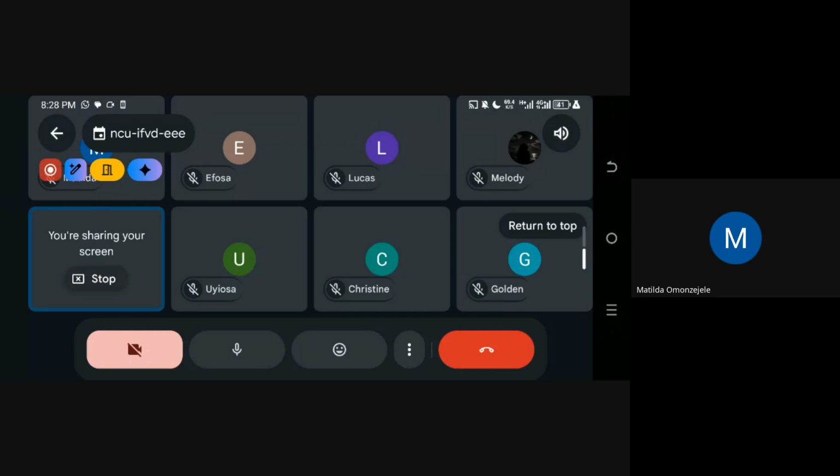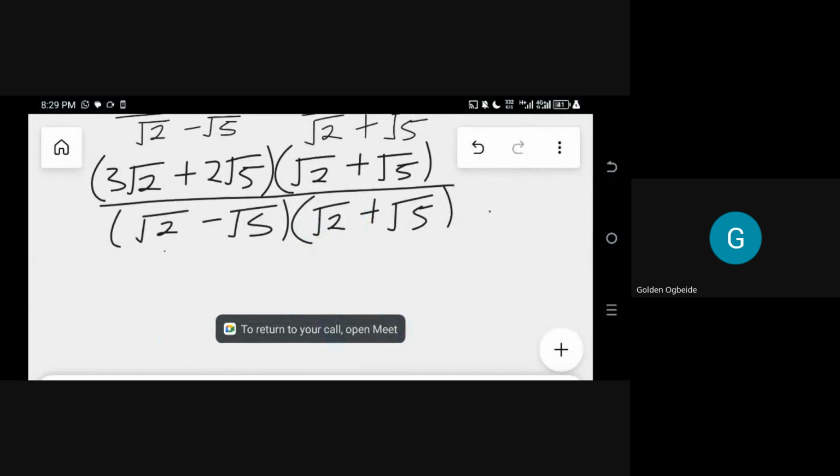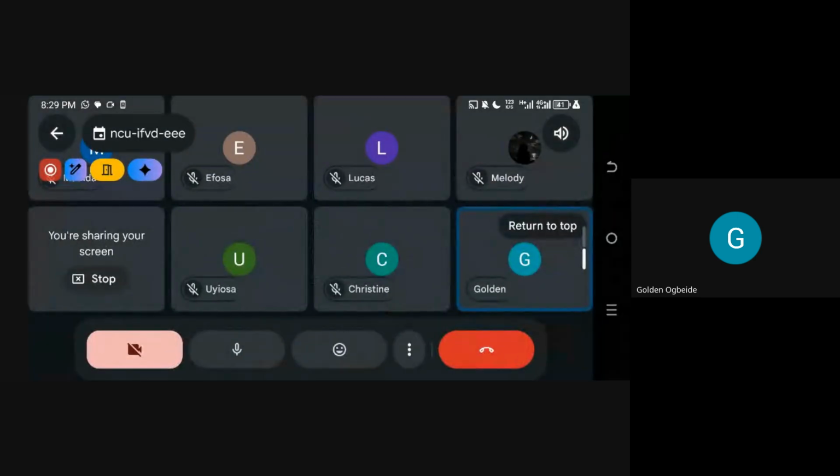Golden, you had a question? Yes. Okay, what was your question? What's the question? I thought I saw you raise your hand. No, I didn't raise my hand. Oh, okay, all right. So, Efosa, sorry, back to you. Would you want to expand the numerator for us?